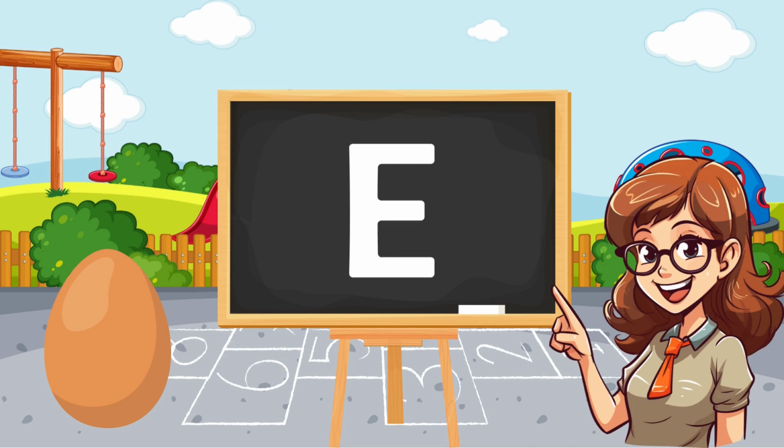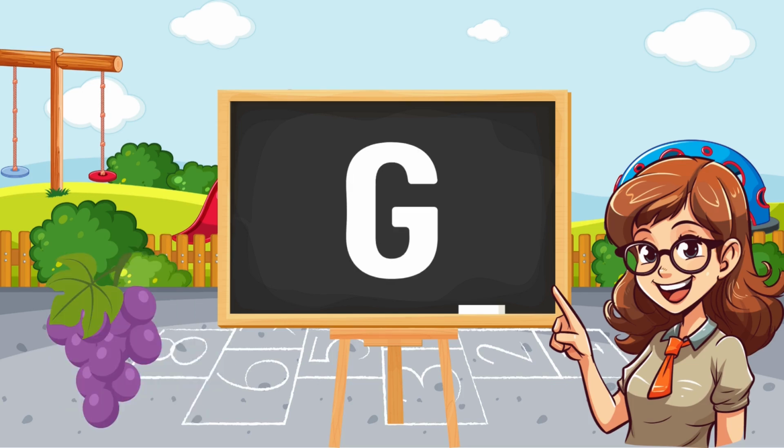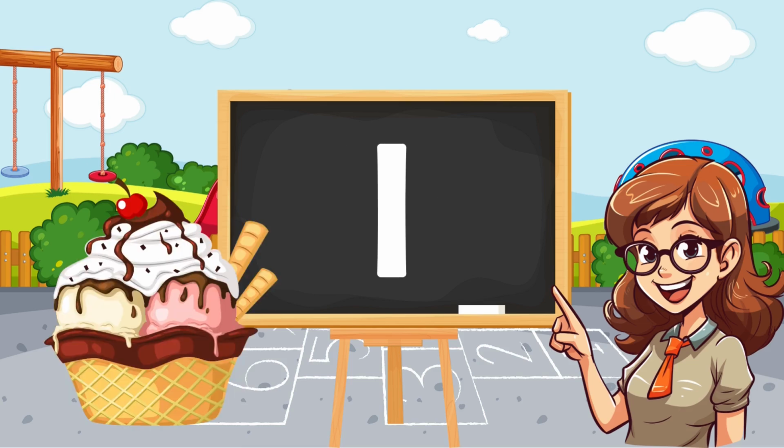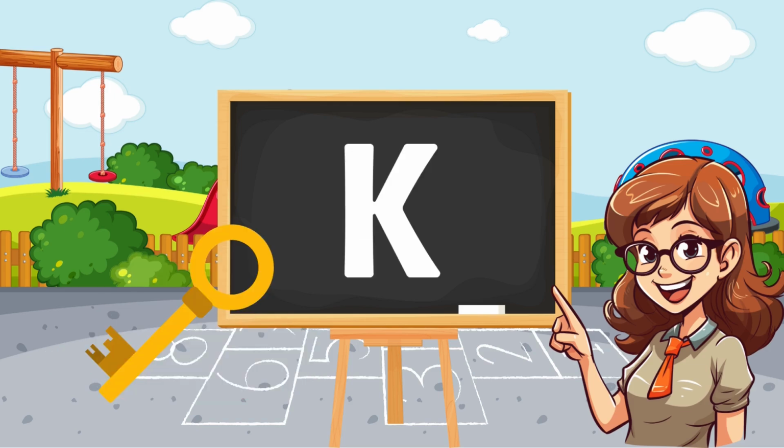E, eh, for egg. F, ff, for frog. G, guh, for grapes. H, huh, for house. I, ih, for ice cream. J, juh, for jelly. K, kuh, for key.